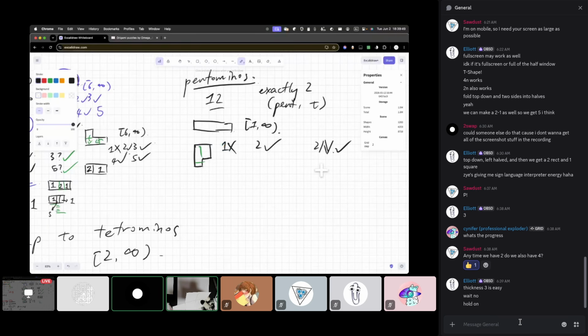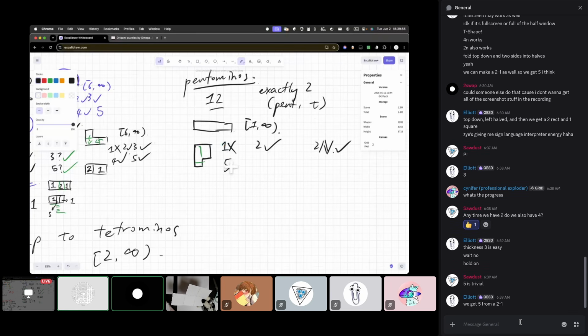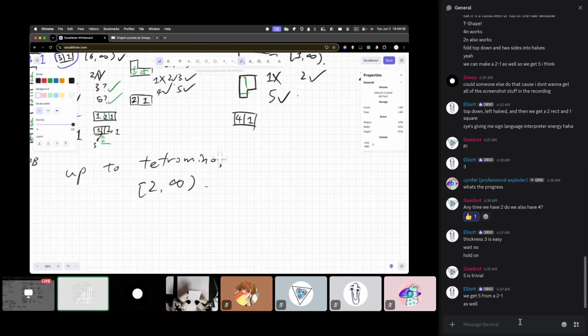Can we say thickness 5 is possible? Because that's trivial. Yep. Yeah. Did we mention that? We did not mention that. We can also make a block of 4 and 1, by folding the top box in and then having one left over. Yeah. Because there's an extruding piece, we can fold this into a 4-1.